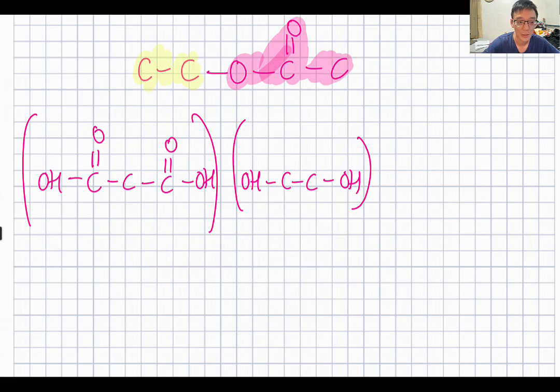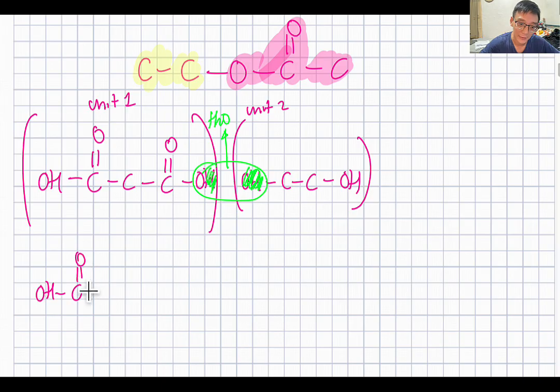Now if they want to bind, they will bind around here, right? This is unit 1, this is unit 2, so they will bind here. Let's say that I remove hydrogen here and OH here, so that we have water. So one water molecule is expelled. Now how can we draw the combined molecule? It will be something like this, exactly copying the upper part, oxygen, C, C, OH. So this will be the combination between these two.